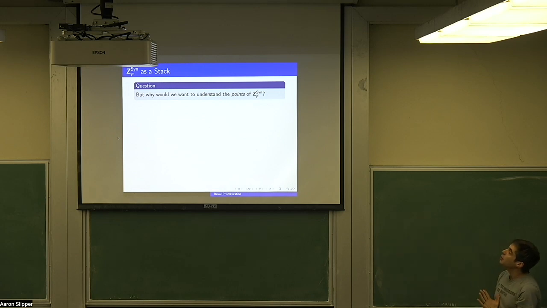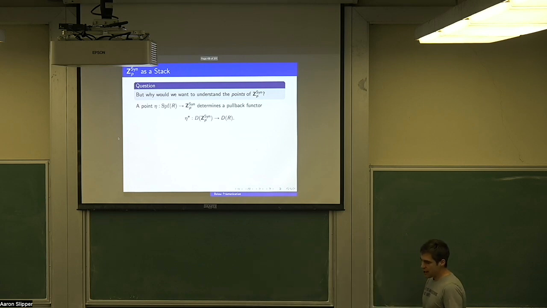But why does that mean that you would want to understand ZP-SYN itself? So this is some kind of an algebraic stack, or algebraic interpreted loosely. So it's something where you can talk about its R-valued points, where R is a commutative ring. So what does it mean to have an R-valued point? Well, let's say you have a map eta from the formal spectrum of a ring R into this ZP-SYN. Well, then you can pull back along that map.